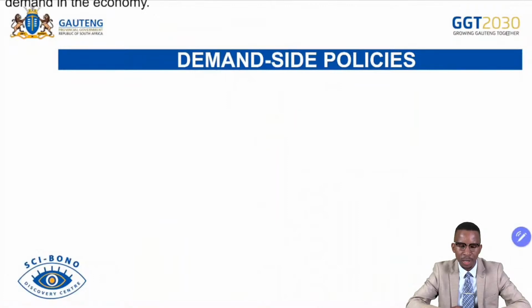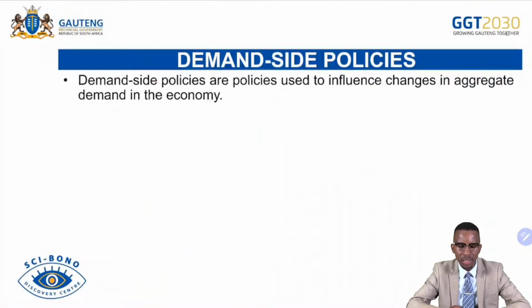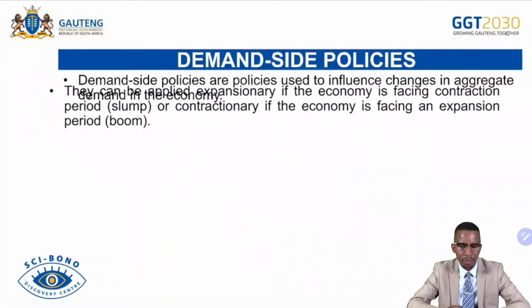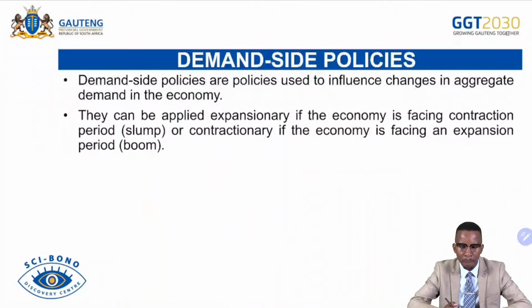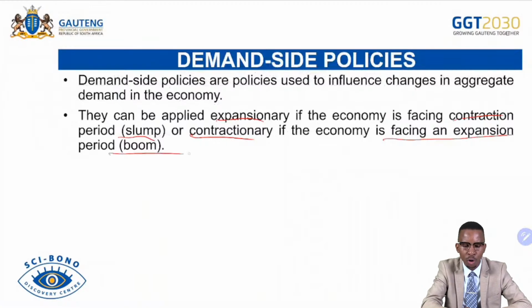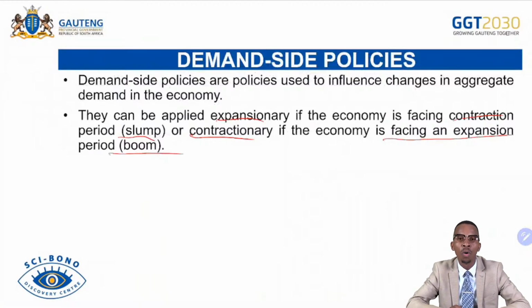And then demand side policies explained. So demand side policies are policies used to influence changes in aggregate demand in the economy. They can be applied expansionary if the economy is facing a contraction period or at an economic slump, or contractionary if the economy is facing an expansion period or at an economic boom, which can be peak or prosperity.